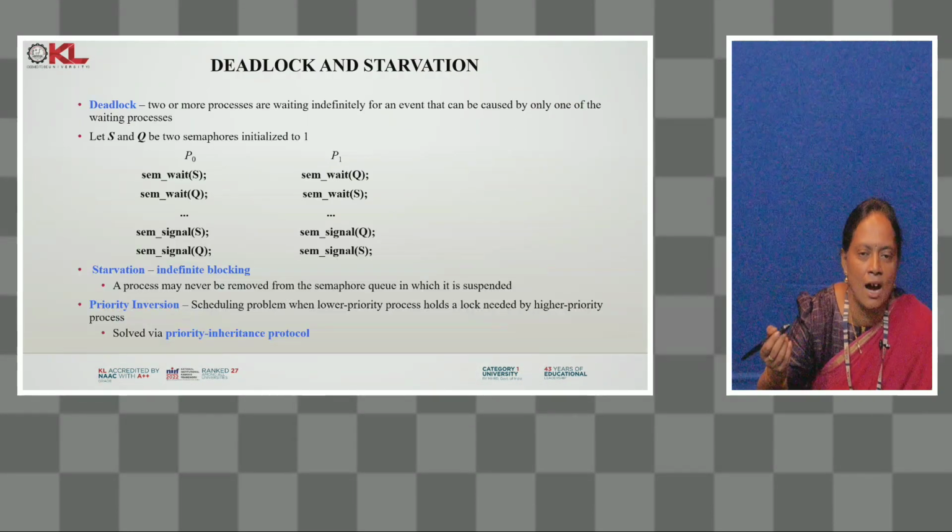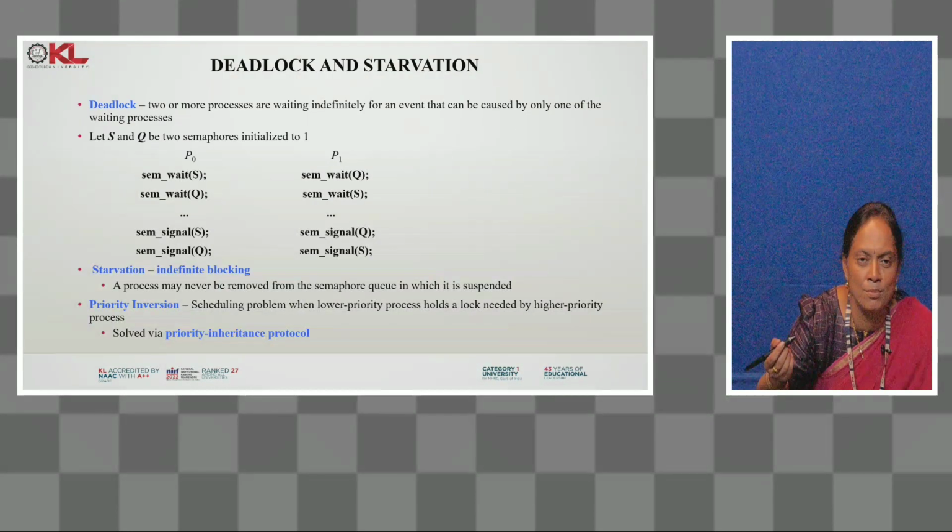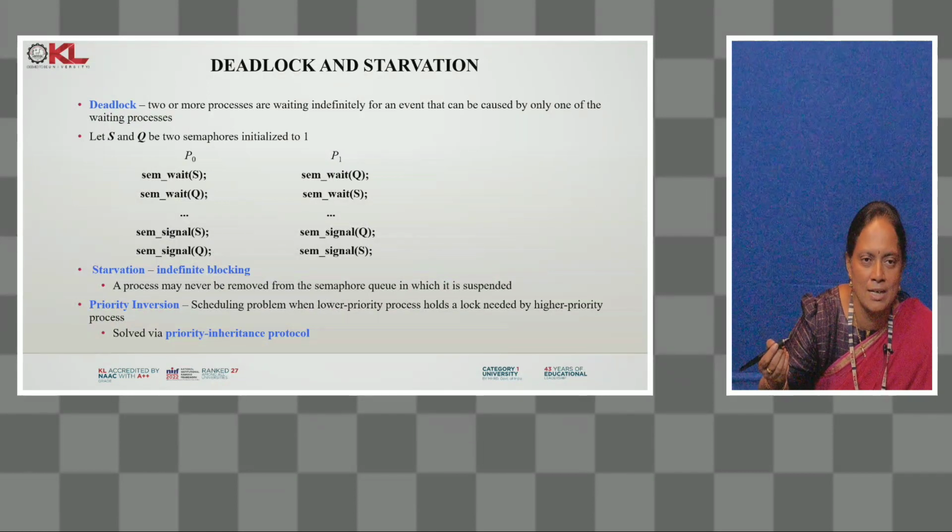So when processes are executing in a concurrent manner, the main problems that occur are deadlock and starvation. So what is meant by a deadlock? Deadlock means indefinite waiting: two or more processes are waiting indefinitely for an event that can be caused by only one of the waiting processes.